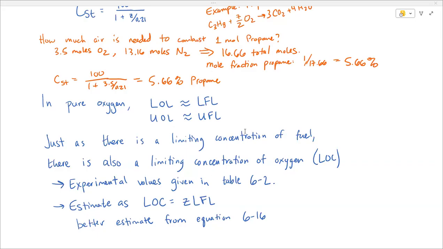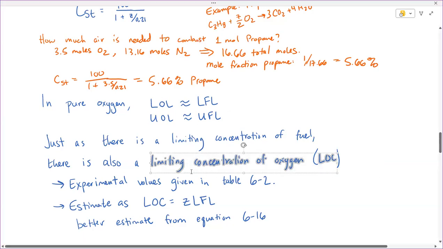Now, you might wonder why there's all these different definitions kind of going all over the place. And that is because all these properties are going to be useful in constructing flammability diagrams, which is going to be the subject of the next video. So I'm going to cut this video just to make sure I keep it manageable. And then we'll talk about flammability diagrams in the next video, keeping in mind that all these properties that we've discussed, LFL, UFL, UOL, LOL, and LOC, which I almost forgot, limiting oxygen concentration, are going to be useful.